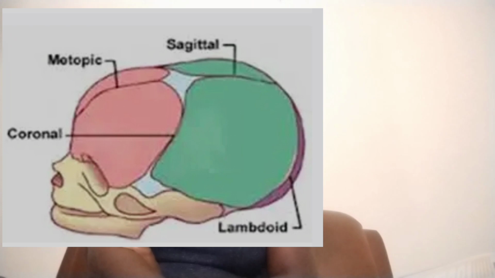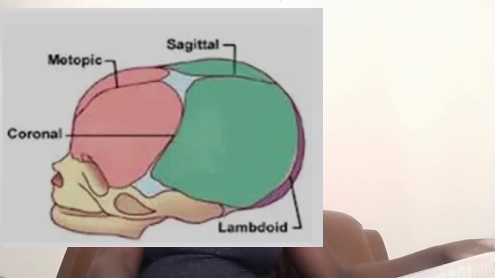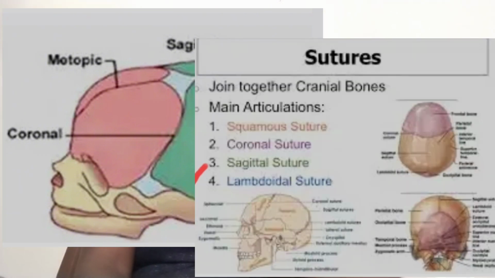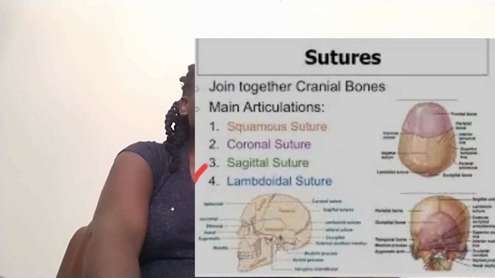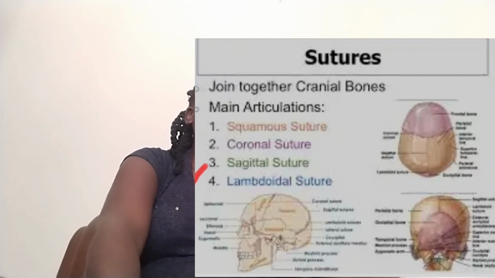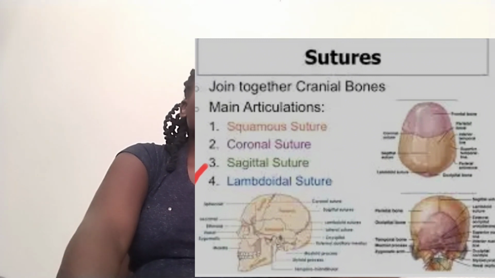So we have major cranial sutures. They include the lambdoid suture, between the parietal and occipital bone. We also have the coronal suture between frontal and parietal, and the sagittal suture between the 2 parietal bones. We also have sphenoid.